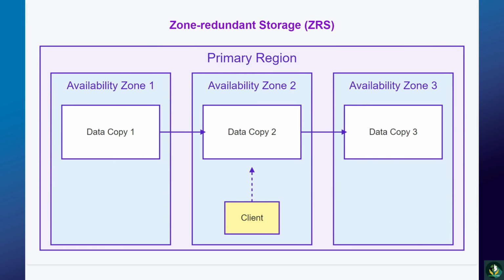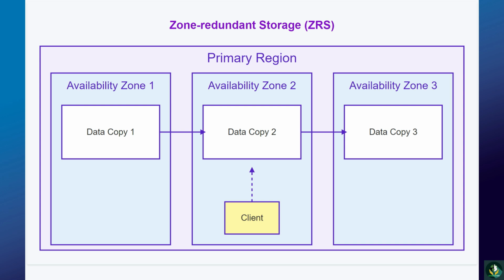This diagram illustrates the concept of zone redundant storage, ZRS, in Azure, showcasing how data is replicated across multiple availability zones within a primary region. Key elements of the diagram. 1, Primary region. The large rectangle encompassing the entire diagram represents the primary Azure region where ZRS is implemented. 2, Availability zones. Within the primary region, we see 3 distinct rectangles, each representing an Azure availability zone.